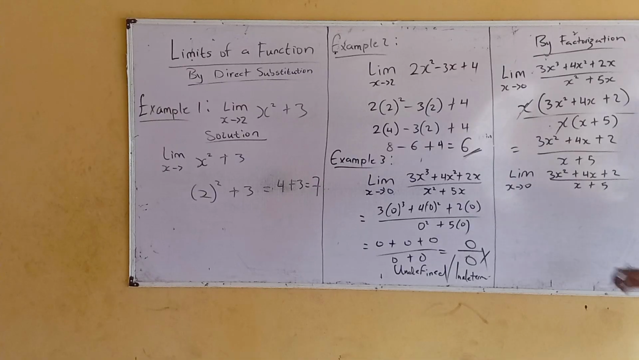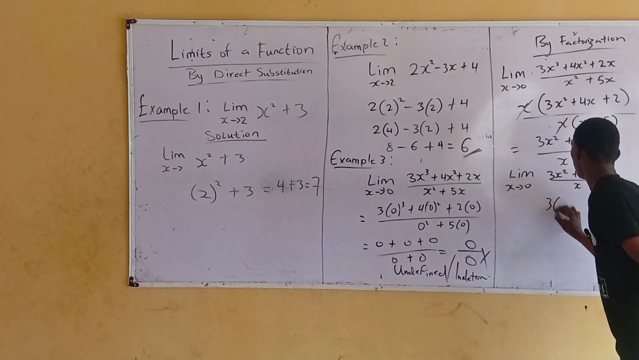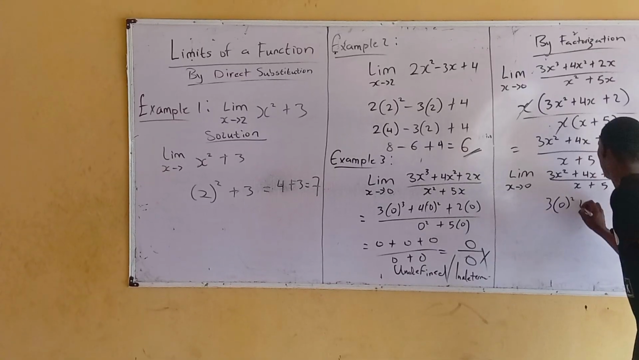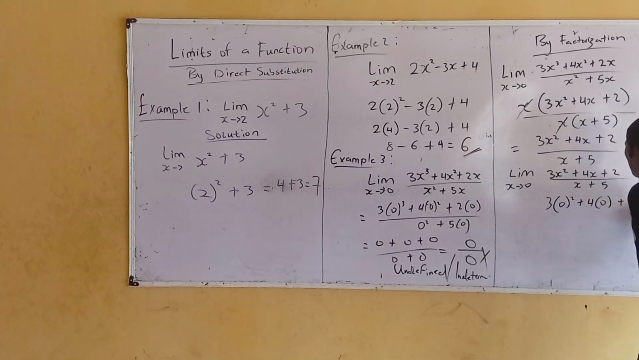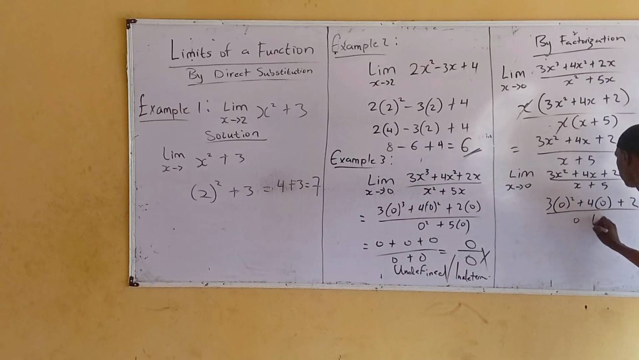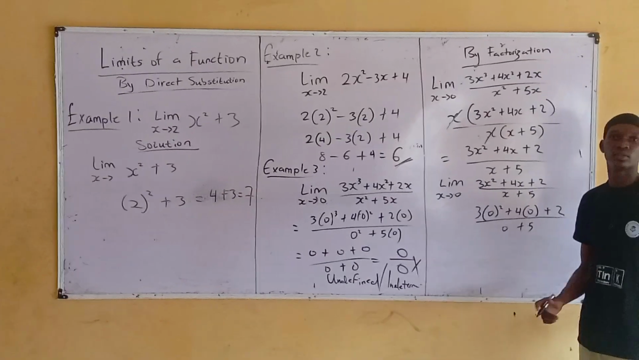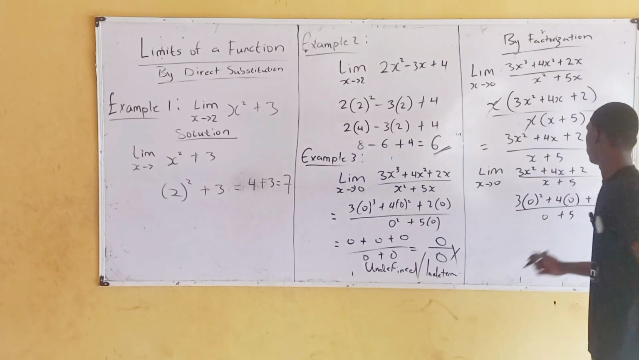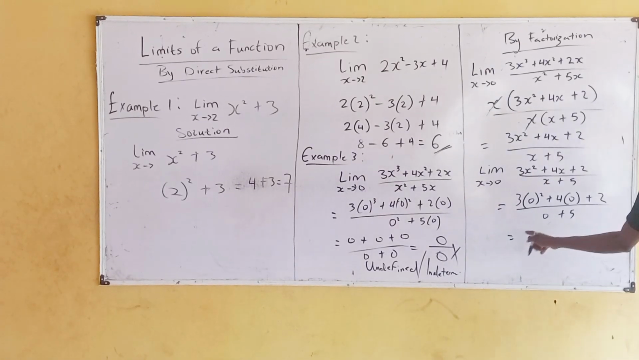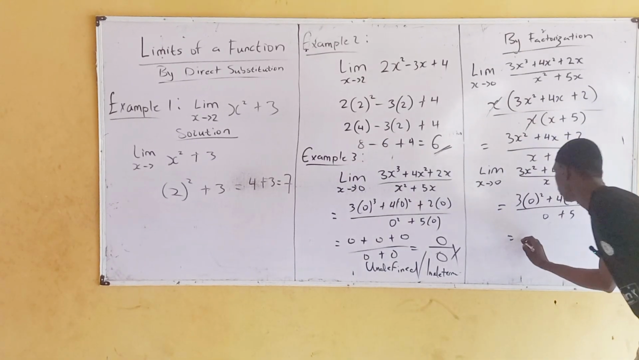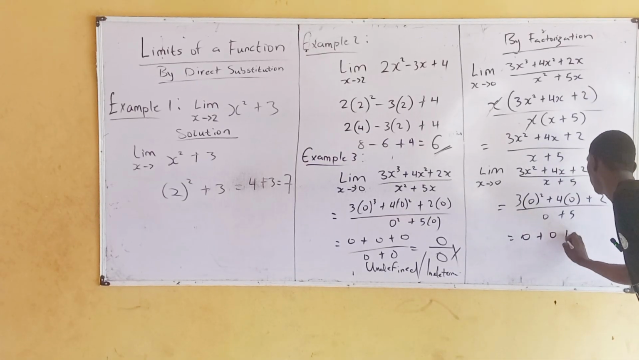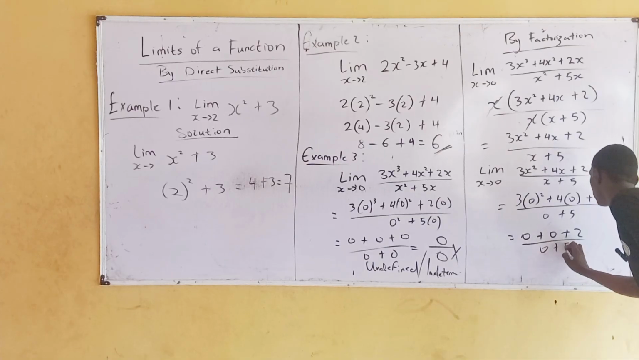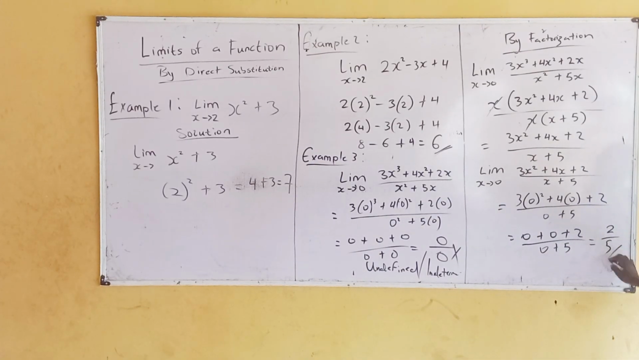We can work with this. So this will be substituting: 3 open bracket 0 square plus 4 open bracket 0 plus 2 over 0 plus 5. Do you get that? So this will be 3 open bracket 0 square, which is 0, plus 0 plus 2, over 5. And that will give us 2 over 5. Do you get that? Yes. What's your question?